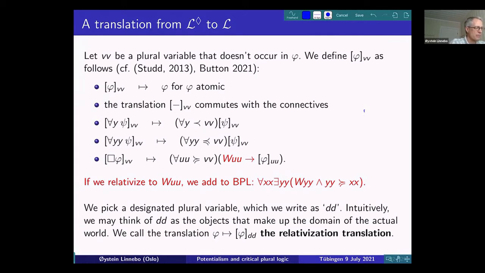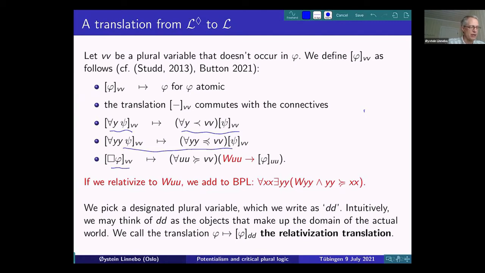So square bracket sub VV, that is phi seen, as it were, from the point of view of the possible world represented by VV. So what is it for everything to be psi in that sense? Well, everything available among VV to be psi, or the translation of psi. Likewise for plural quantification.